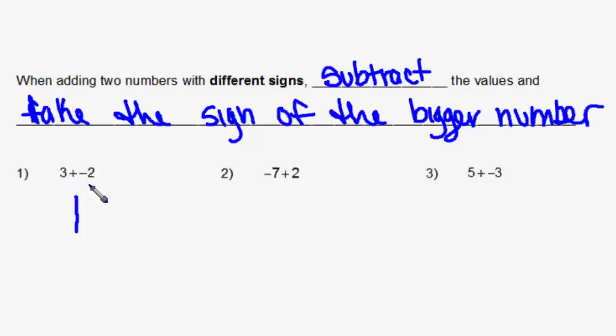And then which number is bigger? 3 is bigger than 2. So that means my answer is going to be positive. Okay? Or you could think of it this way. I have $3 in my pocket, and then I lose 2. So how many am I left with? Well, I'm left with $1. Okay? All right, so let's go back to my saying up here.